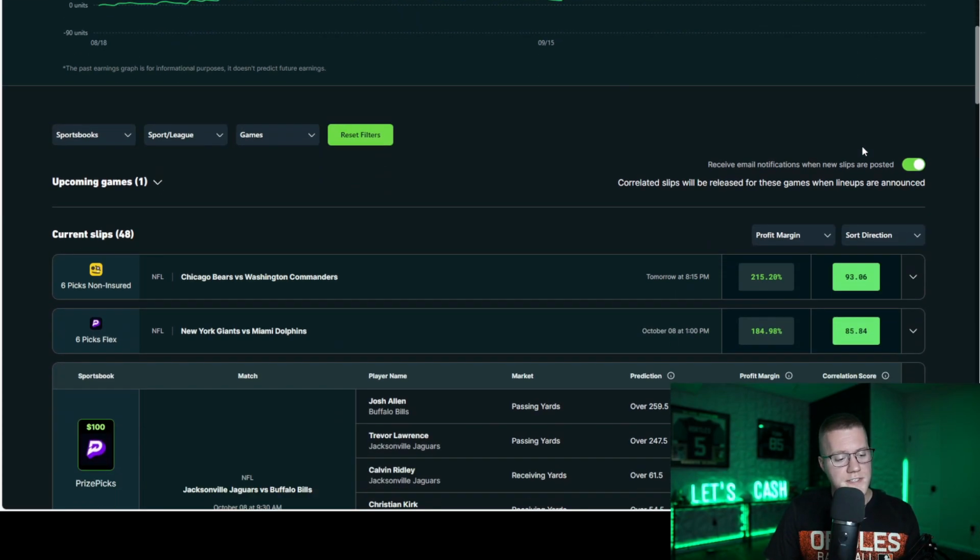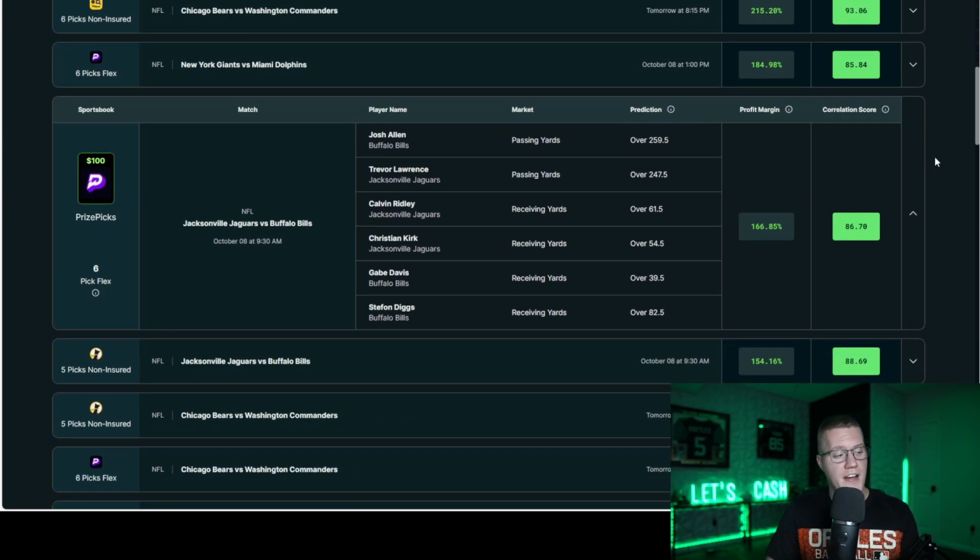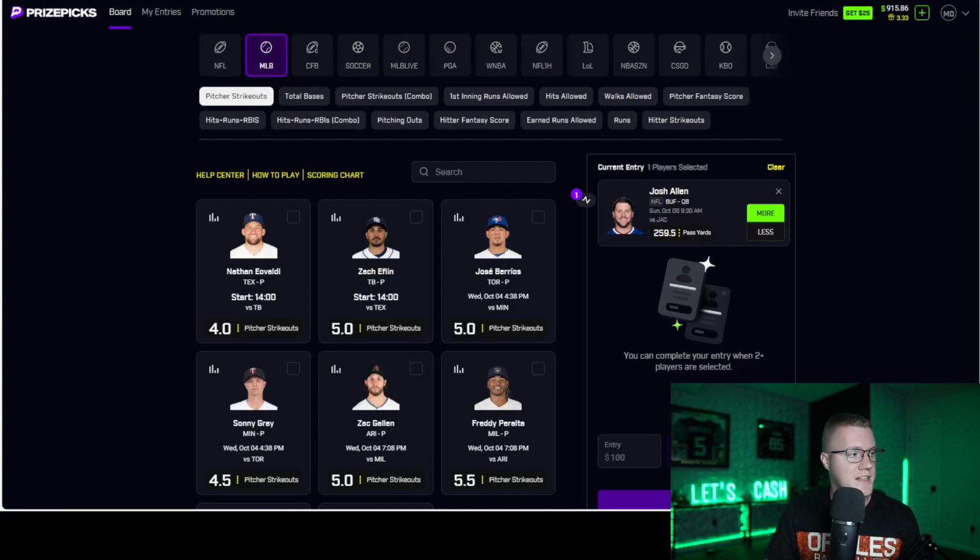So anyway, we're going to go down to the highest correlated slip on PrizePicks right now, and that is going to be Josh Allen, Trevor Lawrence, Calvin Ridley, Christian Kirk, Gabe Davis, and Stefon Diggs. We're going to go over the individual player props here and talk through this logically, right? So Josh Allen over 259.5 passing yards, we already have in our slip.